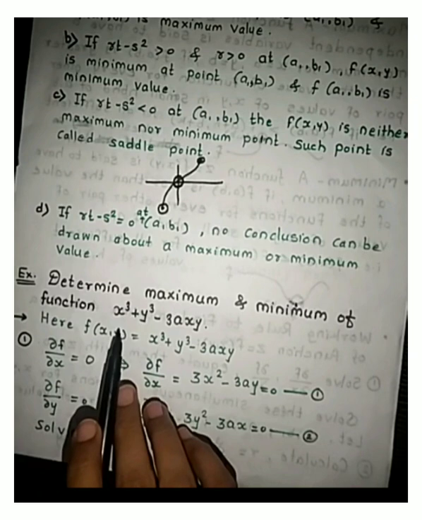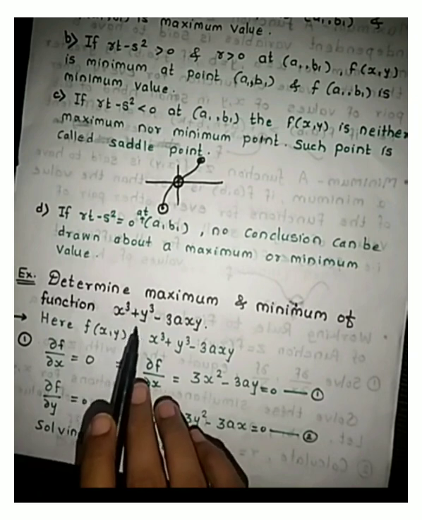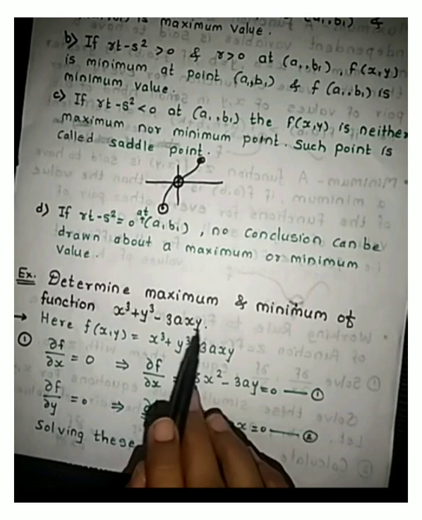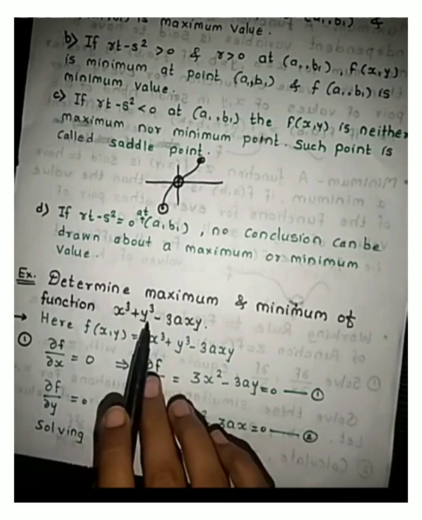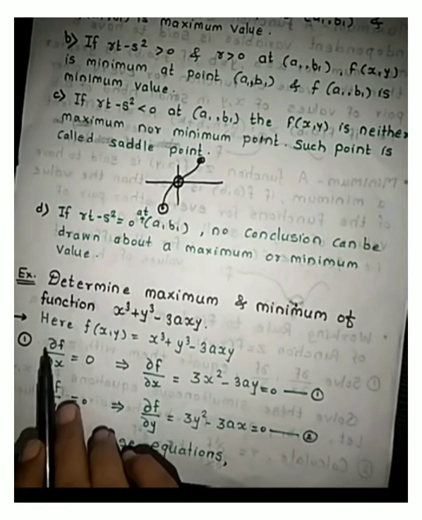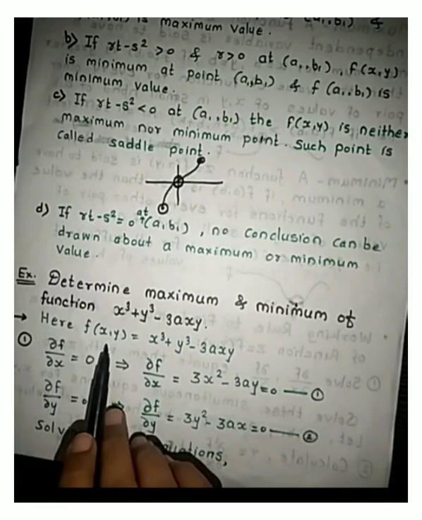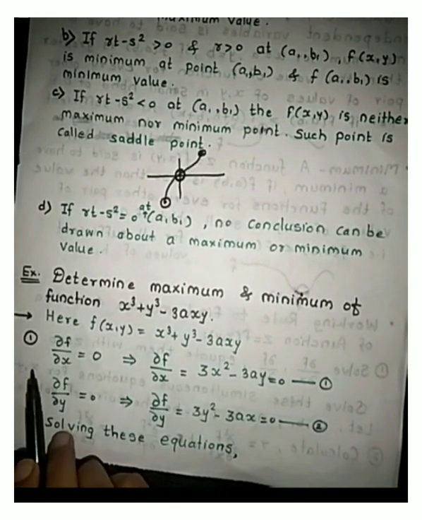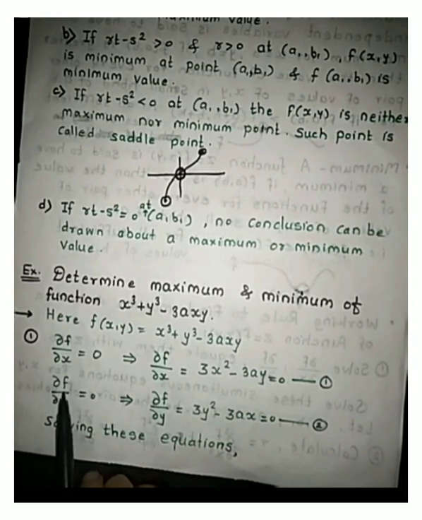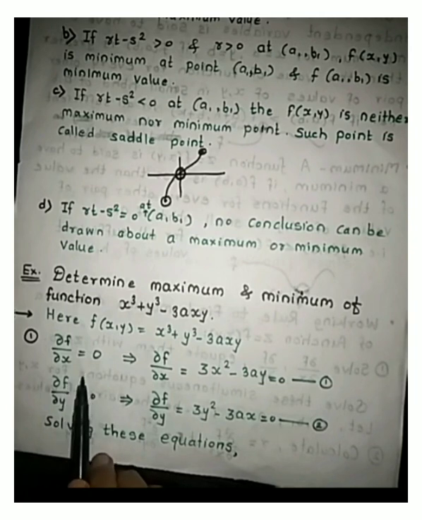So this is our function, x cube plus y cube minus 3axy. We have to find at which point this function is maximum or minimum. So this is our f of xy. We will first write our first step, which says first calculate the partial derivatives of f with respect to x and with respect to y, and equate them with 0.